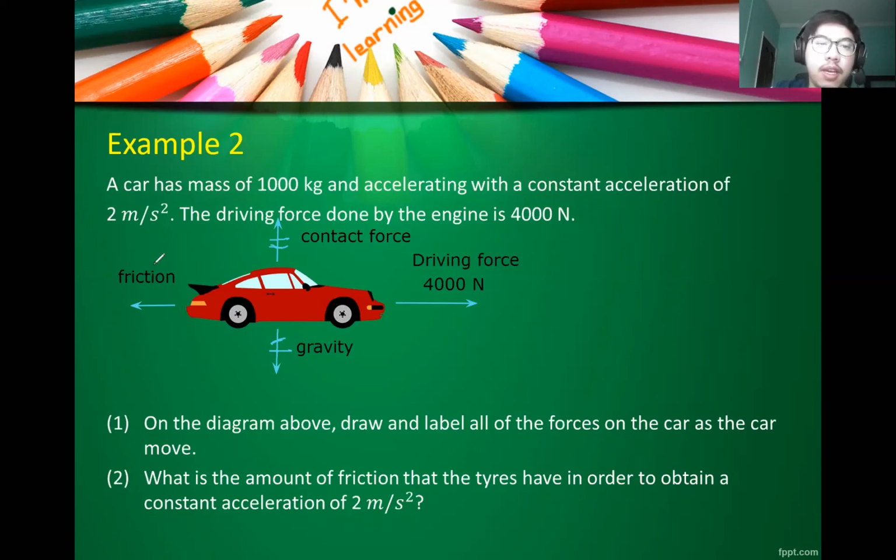Now we have to figure out what is the frictional force. Let's ignore these two because these two are no longer important for our calculation, and just focus on the friction and the driving force. Okay? Now we have two forces here, so that means we use this equation here. The resultant force is equal to mass times acceleration.